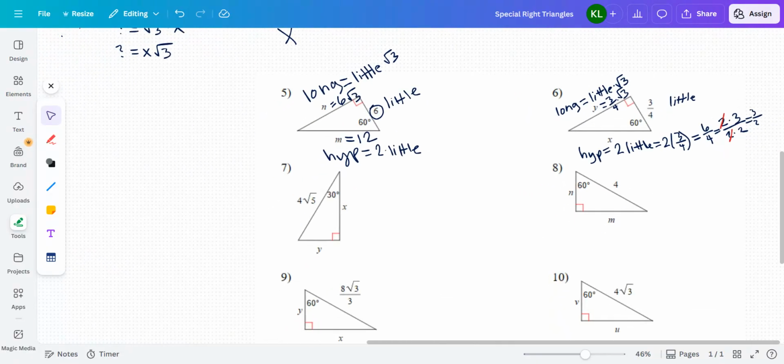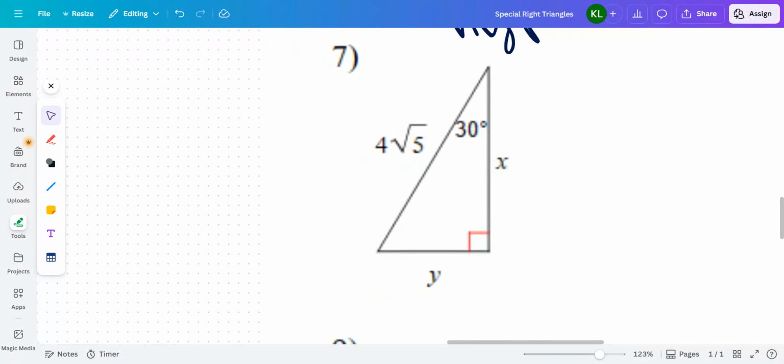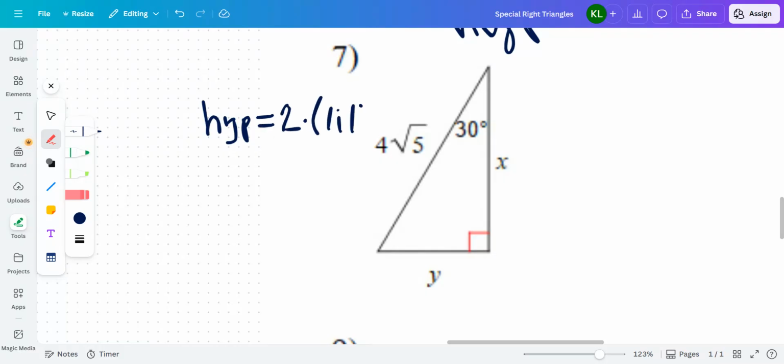Anyhow, let's look at number 7. So with number 7 here, I don't know my little leg, but I do know my hypotenuse. And I just want to remind you that your hypotenuse is 2 times your little leg. And I'm just going to say little here to kind of abbreviate it. So I can actually use this formula in order to find the value of my little leg.